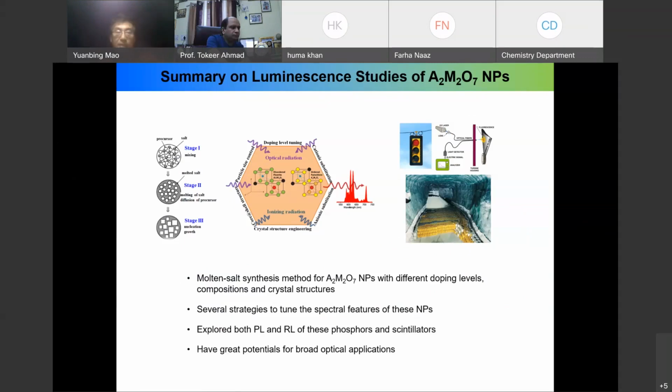And so to summarize here, this type of pyrochlore nanoparticles was synthesized by molten salt synthesis, and I mainly focused on different strategies to tune the luminescence. I showed some examples in these couple of days. Today I'm mainly focused on luminescence thermometry, but yesterday I talked about how we use it for lighting, and before that, how this type of material can be used for nuclear waste containment.